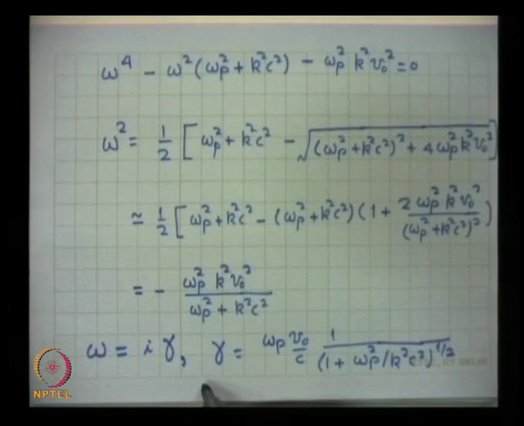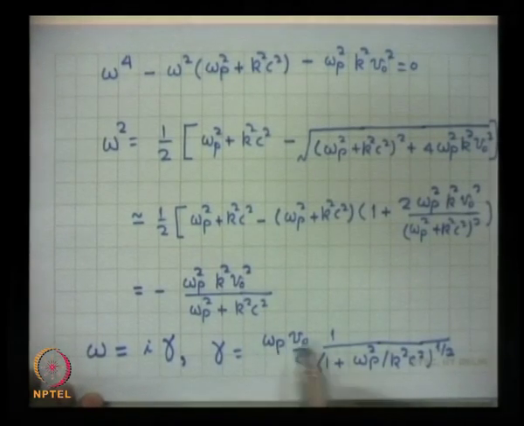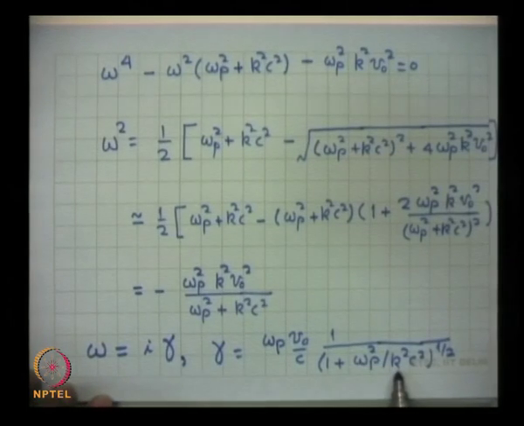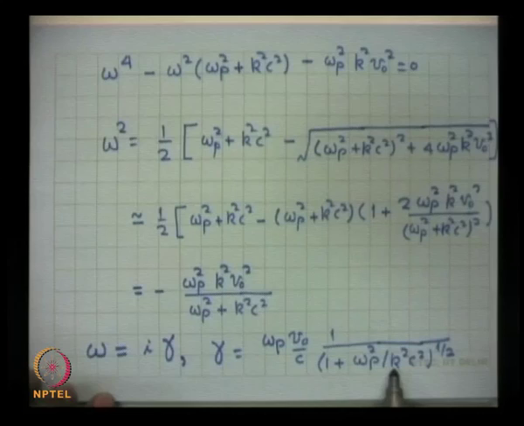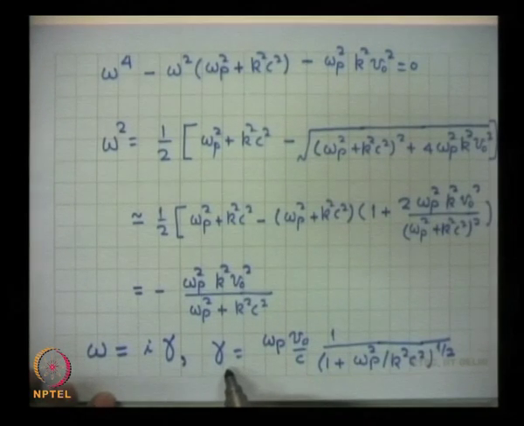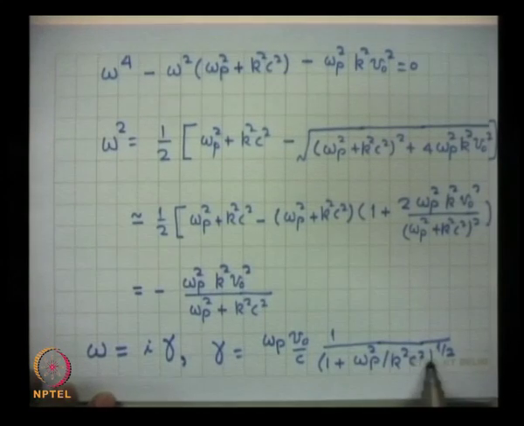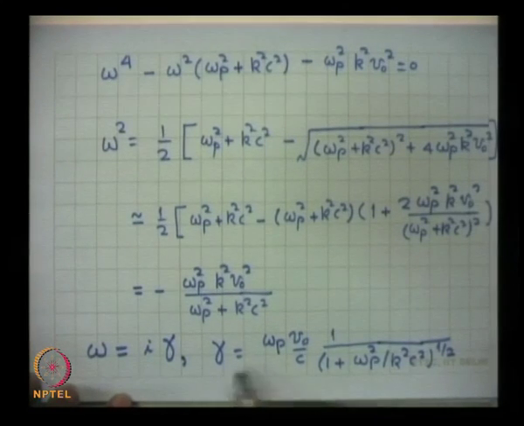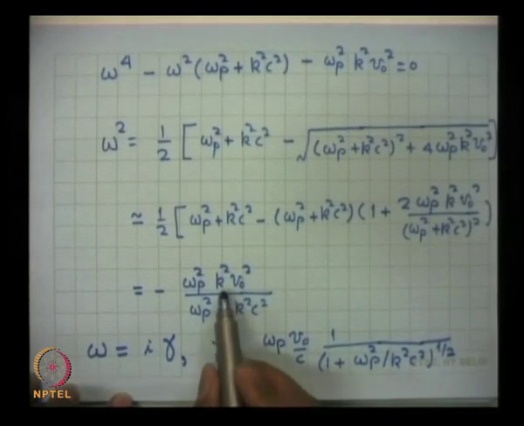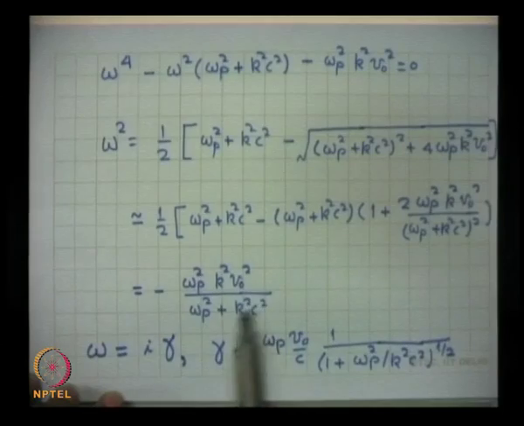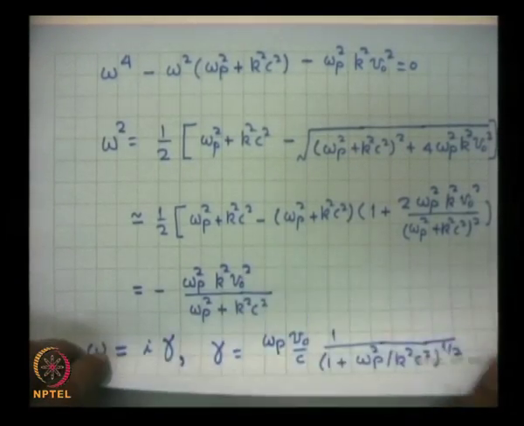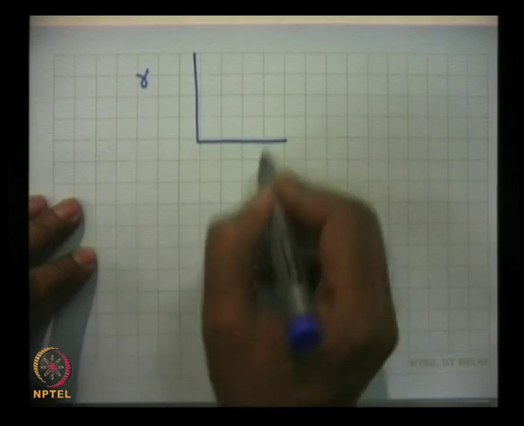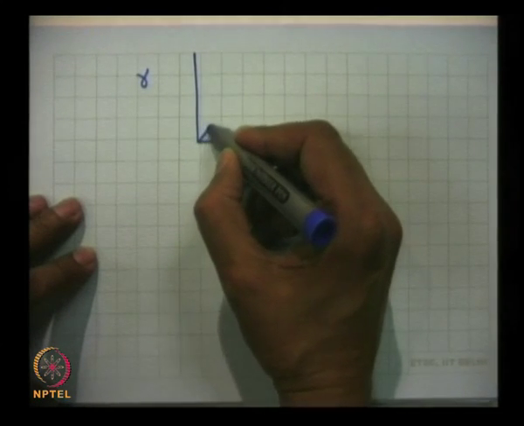The growth rate goes as proportional to omega p, proportional to beam velocity, and it depends on k also in this fashion. When k is 0, what will happen? When k is 0, this term is very large and the growth rate is 0. And when k tends to infinity, very large, in that case this term is 0 and this is the maximum value. So, the growth rate increases with k. Here also you can see, because if k is 0, then this term you can ignore and this is proportional to k. So, if I plot a graph here, gamma versus k, then this will increase and we will go like this.